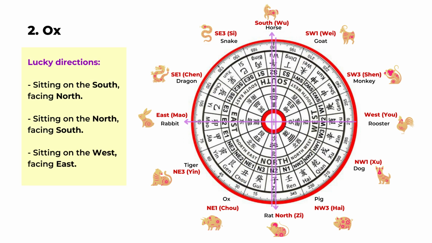And here is a chart for the lucky directions. You can see it's always east-west or north-south. The first lucky direction is sitting on the west and facing the east. The second one is either sitting on the south or north and facing north or south. So the north and south are always lucky for the animal sign of the ox.